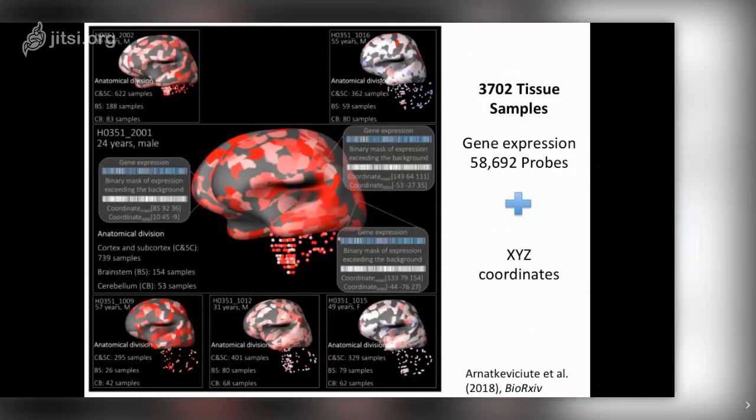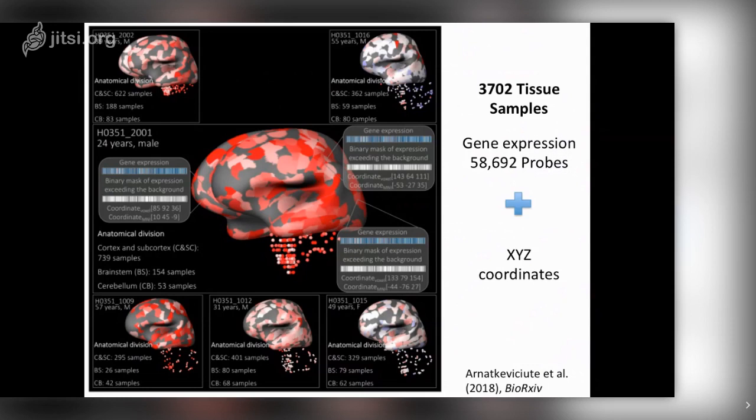But that's changed somewhat with the introduction of the Allen Human Brain Atlas, which I'm sure most of you know quite well. The dataset features 6 brains, from which 3,700 tissue samples have been extracted with really excellent brain coverage. And each tissue sample has undergone microarray gene expression analysis of 59,000 probes targeting 20,000 genes. And importantly for our purposes here, each sample also includes stereotaxic coordinates expressing the approximate location of the extracted tissue.